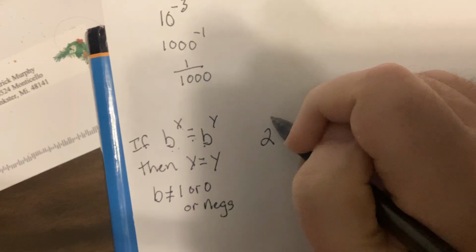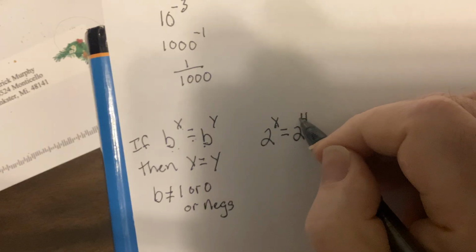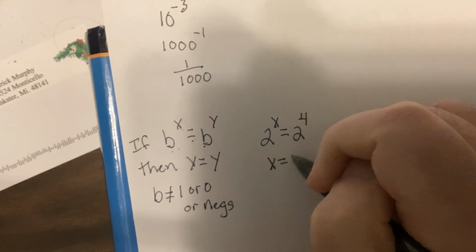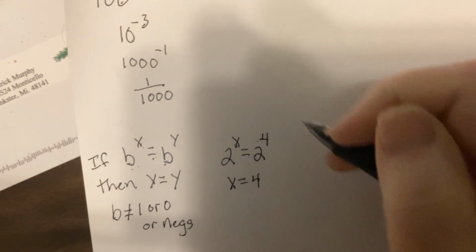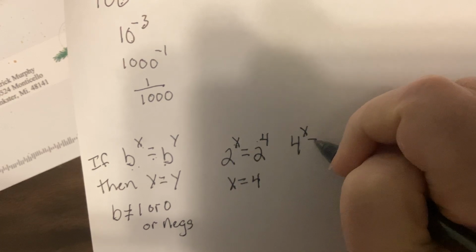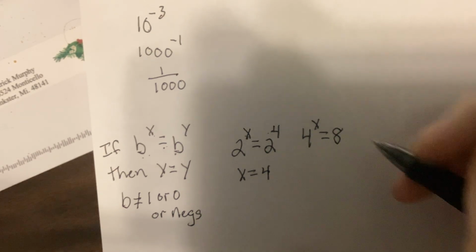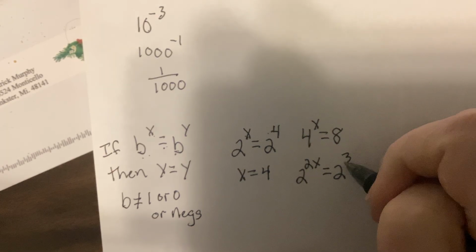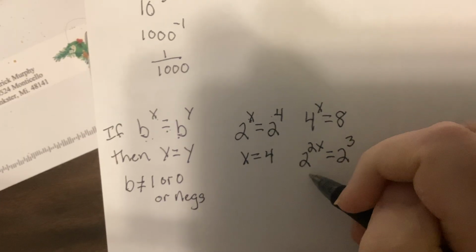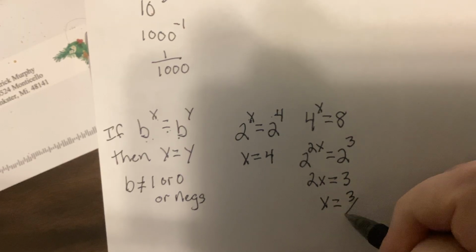So if I have 2 to the x equals 2 to the 4th, you would say, okay, x has to be 4 because the bases are the same, so the powers are the same. So if I have 4 to the x equals 8, what I want to do is get the same base on both sides. So this would be 2 to the 2x equals 2 cubed. So 2x equals 3, x equals 3 halves.